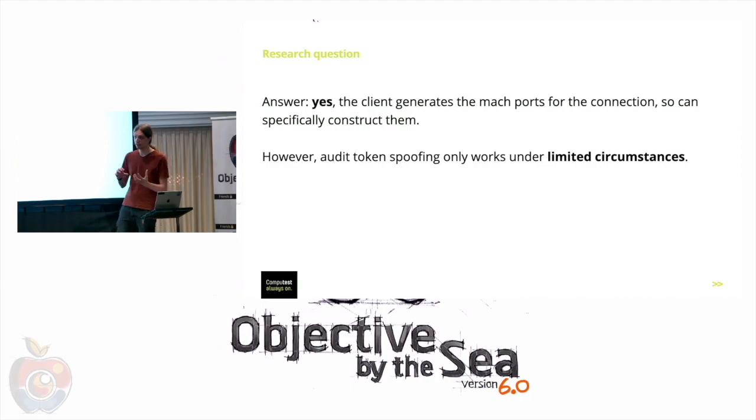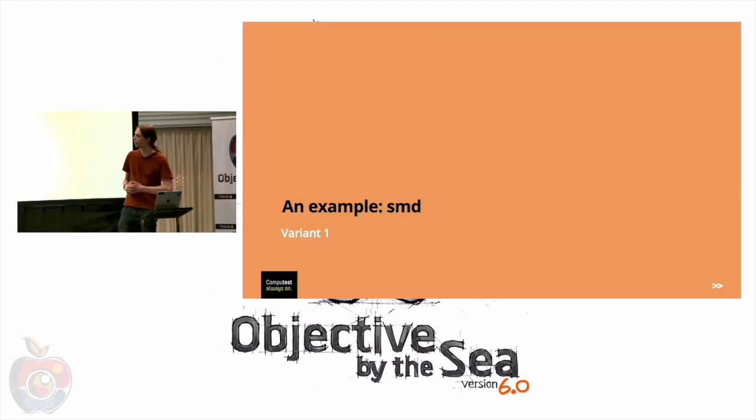Because the client generates both mach ports for the connection, both the server port and the client port, it can specifically construct them and use them in a way that makes multiple senders on an XPC connection possible. However, spoofing the audit token is possible under only limited circumstances. So I have two different variants of it where it's possible. But in other cases, the audit token will be correct. And for explaining the first variant, I'm going to give an example first and then explain what the actual conditions are. And for this, I'm going to look at the service management daemon, SMD.